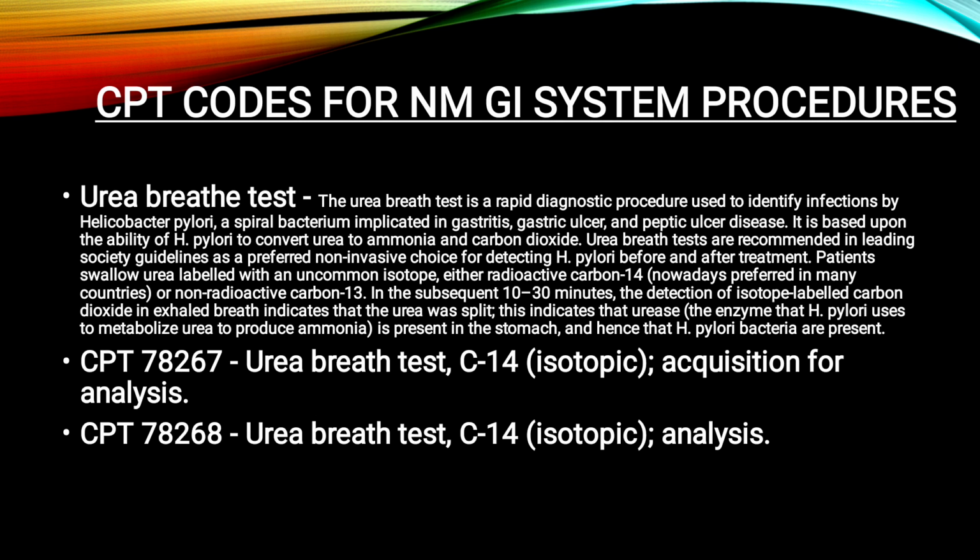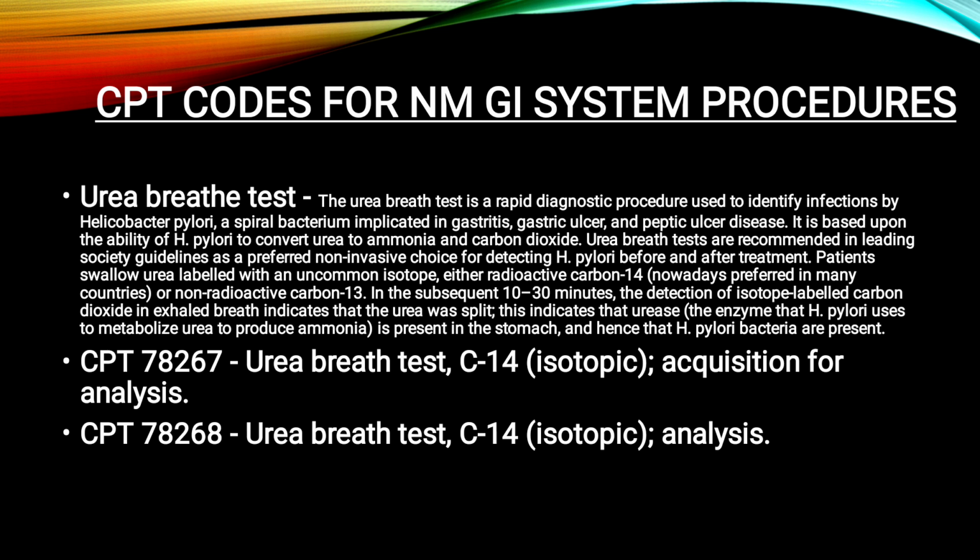Next are the CPTs which are used to code the urea breath test. The urea breath test is a specific test which is used to detect Helicobacter pylori infection. Helicobacter pylori has a specific enzyme present in it. Whenever there is infection of such a parasite in the human body, this parasite has the ability to convert the urea into ammonia and carbon dioxide.